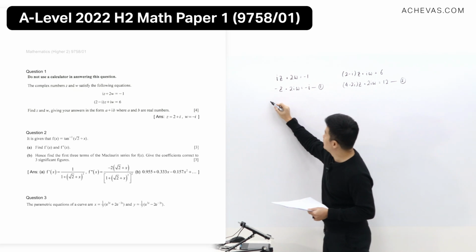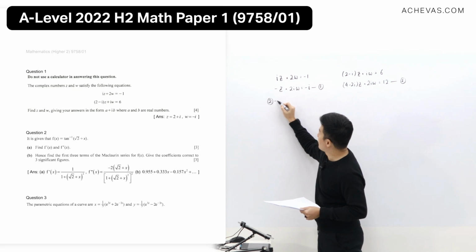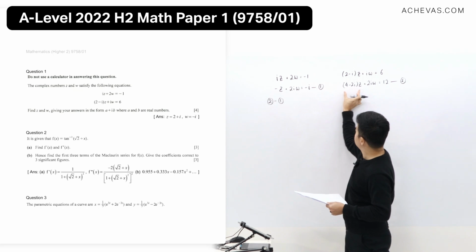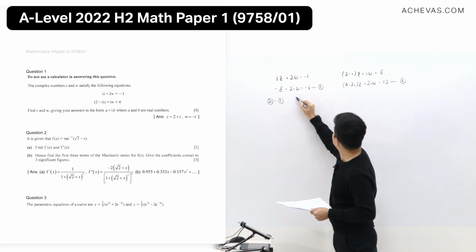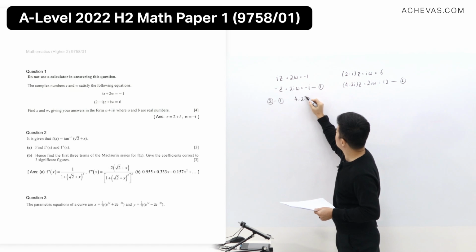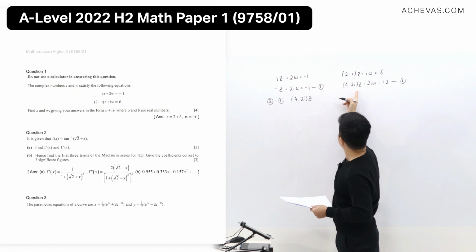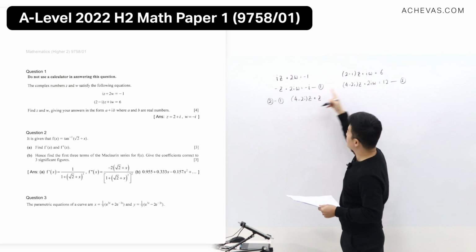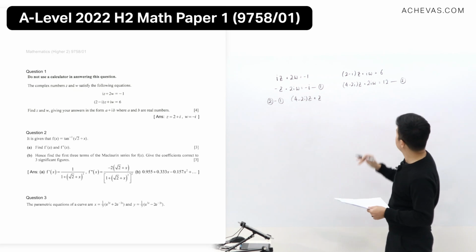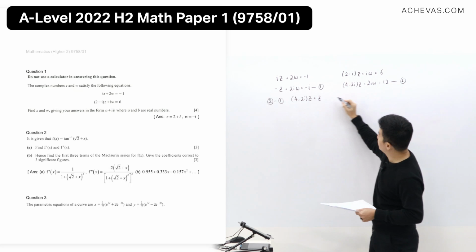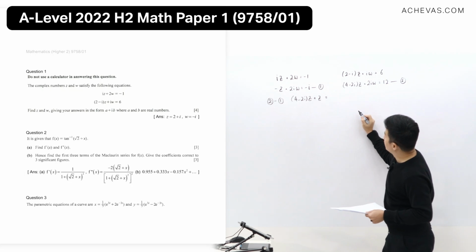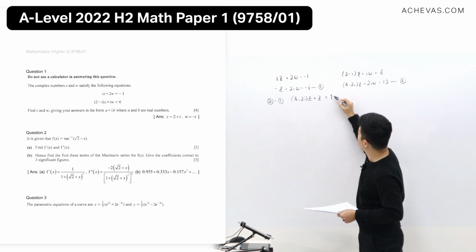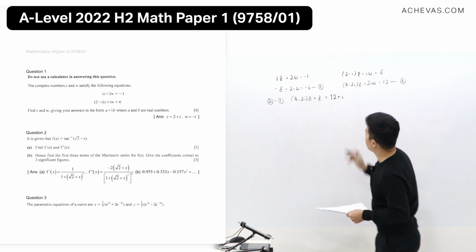What I'm going to do next is to take equation number 2 minus equation number 1. So it is going to be this minus this, which will give us (4 - 2i)z, then minus minus becomes plus z. 2iw minus 2iw, they will disappear. So we will be left with the right hand side as 12 minus minus i. It's going to be 12 + i.